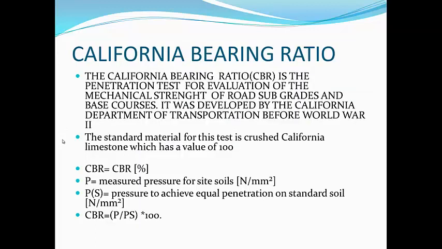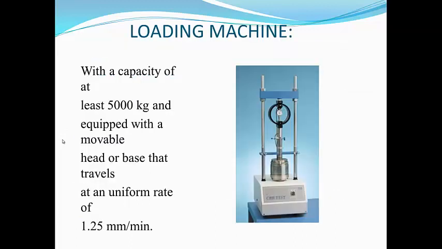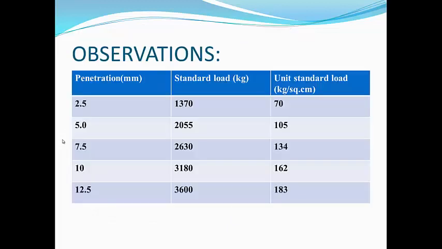CBR is an index for the shearing property of the soil, and this value helps in finding the load bearing capacity of the soil. A CBR apparatus with a capacity of 5000 kg, loading at a uniform rate of 1.25 mm per minute, is used in this test. These are the observations that are recorded from the CBR.